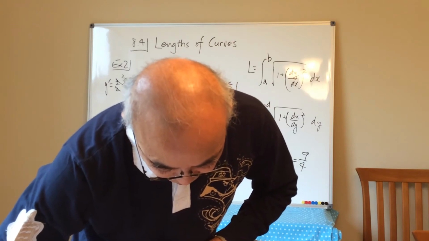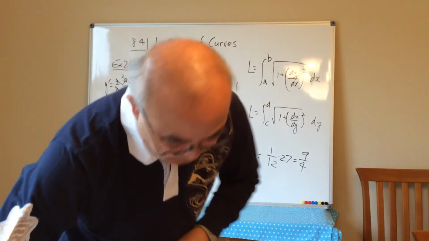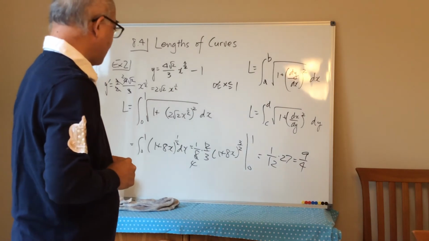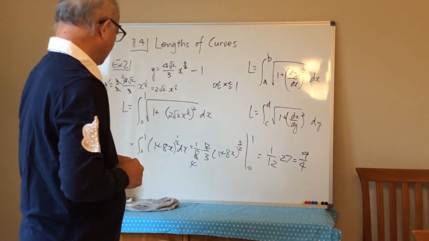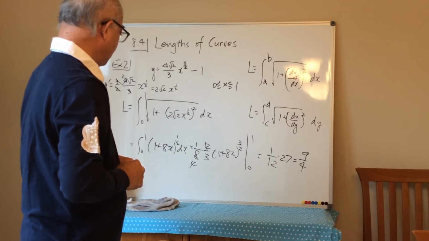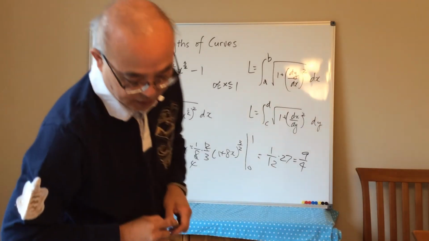And, oh, what did I do wrong here? From 0 to 1, 3 halves, 1/12, divided by 3.